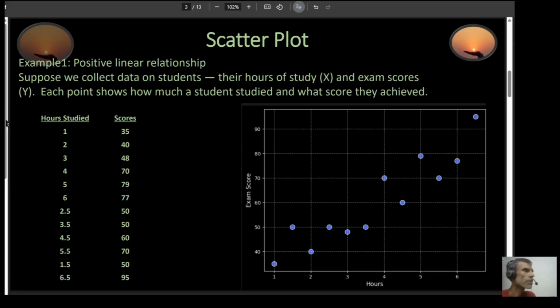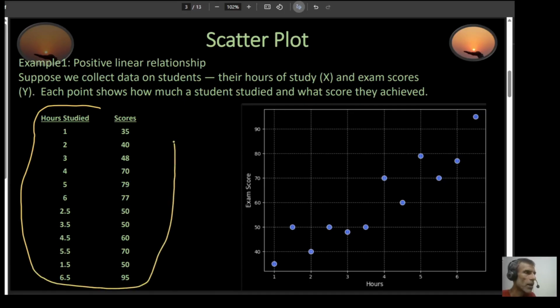Now let's see some of the important applications of your scatterplot. Let's say you have this data right here. This data represents the hours a student studied for the exam and the scores they obtained. Just by looking at this data, it's hard to tell whether there is any relationship between hours studied and scores.